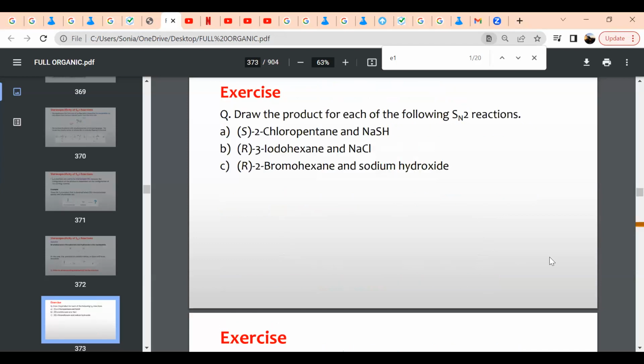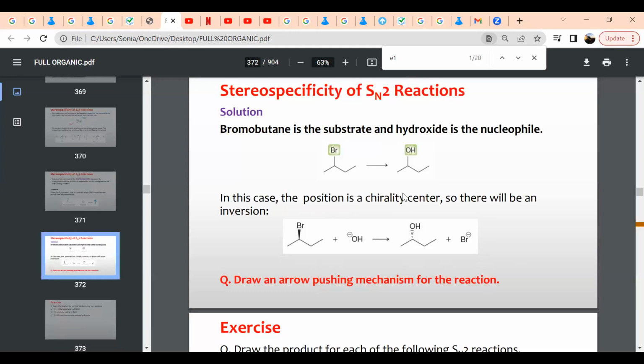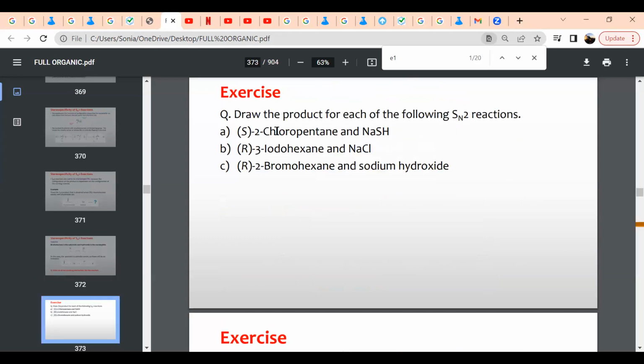So that's SN2. For these examples, like we said, if you just do what we've explained here, you'll be able to know how to draw the product for each of these. With this being the substrate and this being the nucleophile, you'll be able to see the products of each of those reactions.